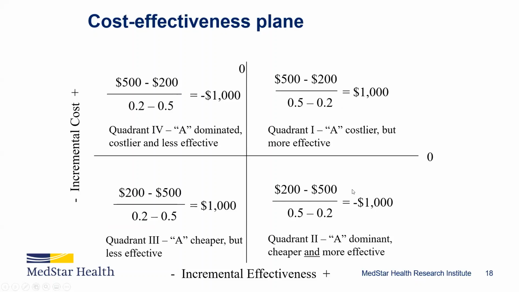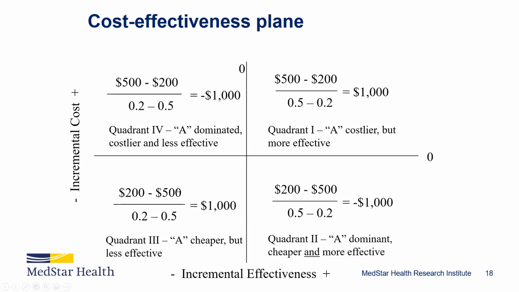In quadrant 2, the cost is just reversed. So now the treatment costs less, and it's also more effective. So now we have the same numerical number of $1,000 here, but it's a negative $1,000. And so in this case, the new treatment, or treatment A, is dominant. It's cheaper and more effective.